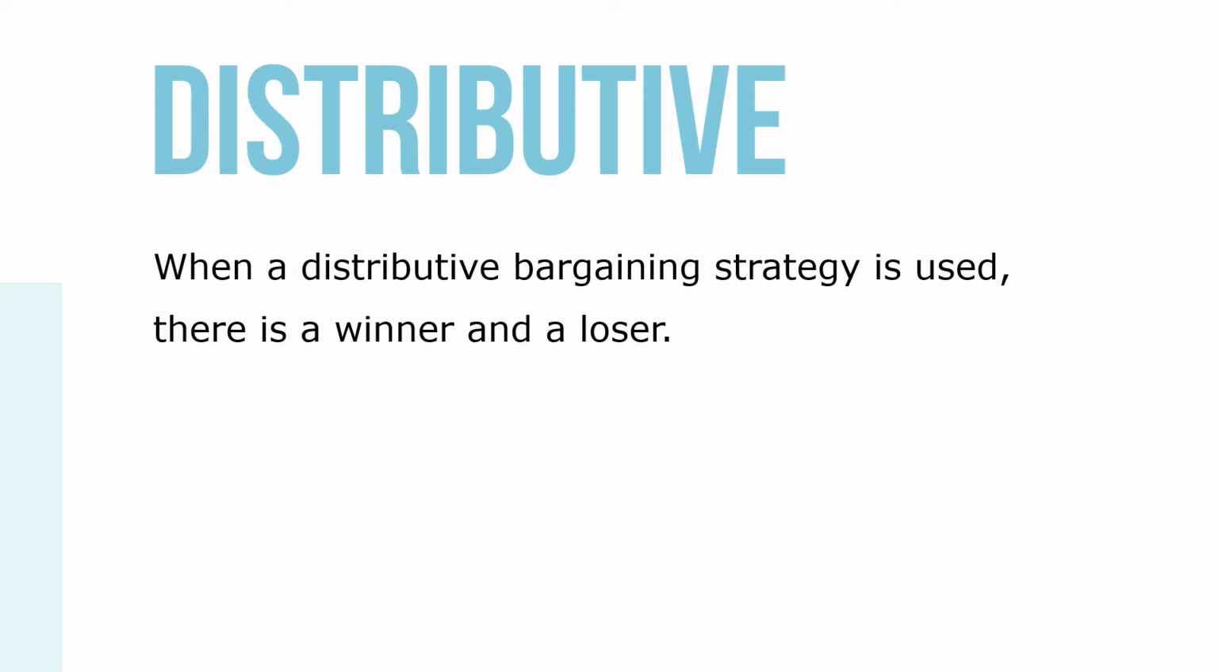Two commonly used types of negotiation strategies in labor negotiations are distributive and integrative bargaining. When a distributive bargaining strategy is used, there's a winner and a loser. The goals of one party are in direct conflict with the goals of the other party, and often each party wants to claim a fixed set of limited resources as its own, or at least maximize its share. Each party takes a defensive position during the bargaining session.